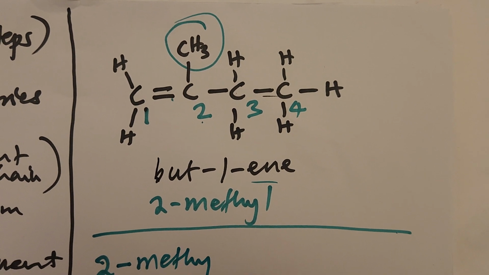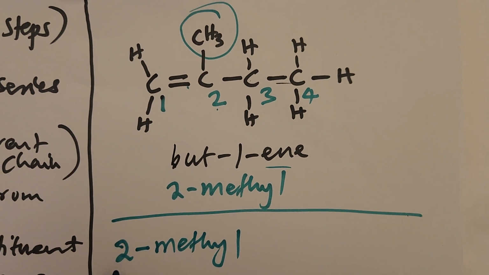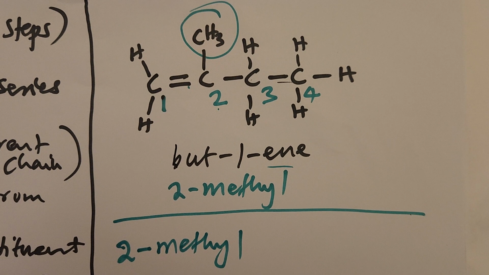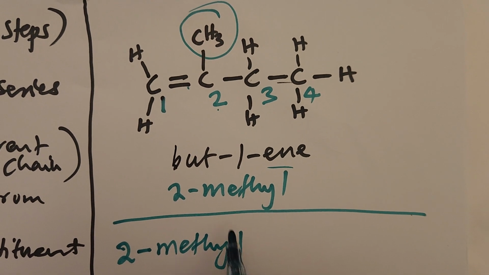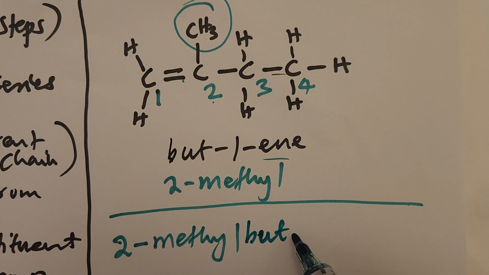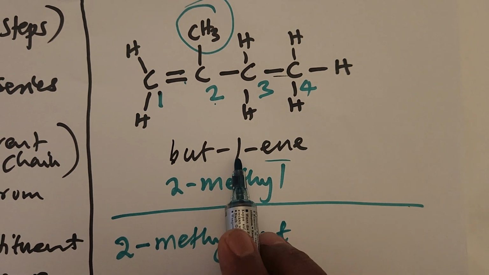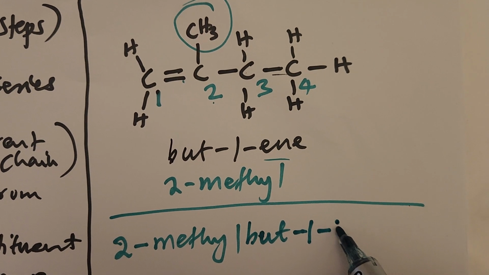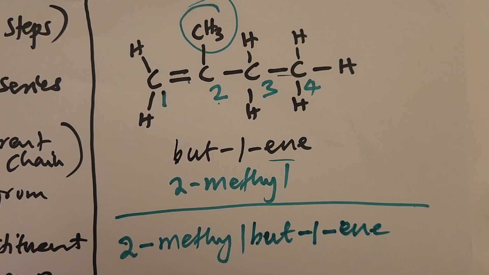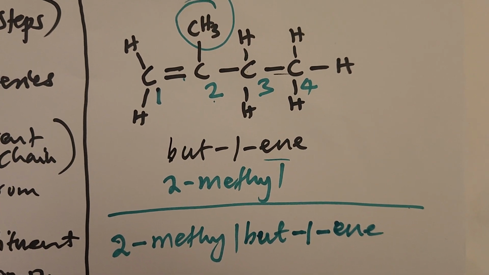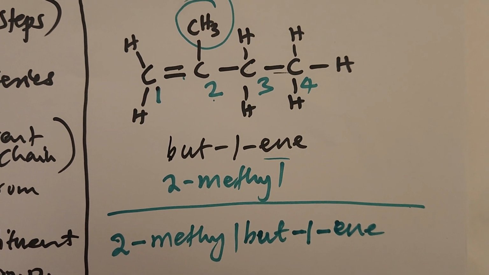Very important in this case, remember between the number and the letter there must be a hyphen, and then between the letter and a letter there's nothing, then it is one name, but-. Between the letter and the number has to be a hyphen, and then a hyphen again, -yne. So this is the name, which is 2-methylbut-1-yne. That is the first example.